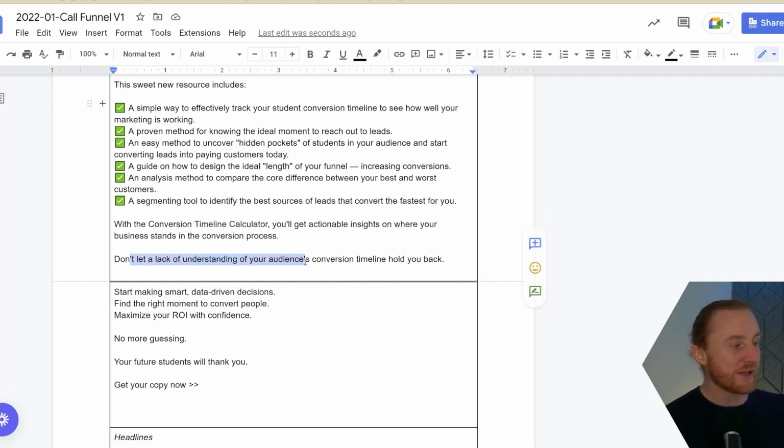Don't let a lack of understanding of your audience's conversion timeline hold you back. Start making smart, data-driven decisions. Find the right moment to convert people. Maximize your ROI with confidence. No more guessing. Your future students will thank you.